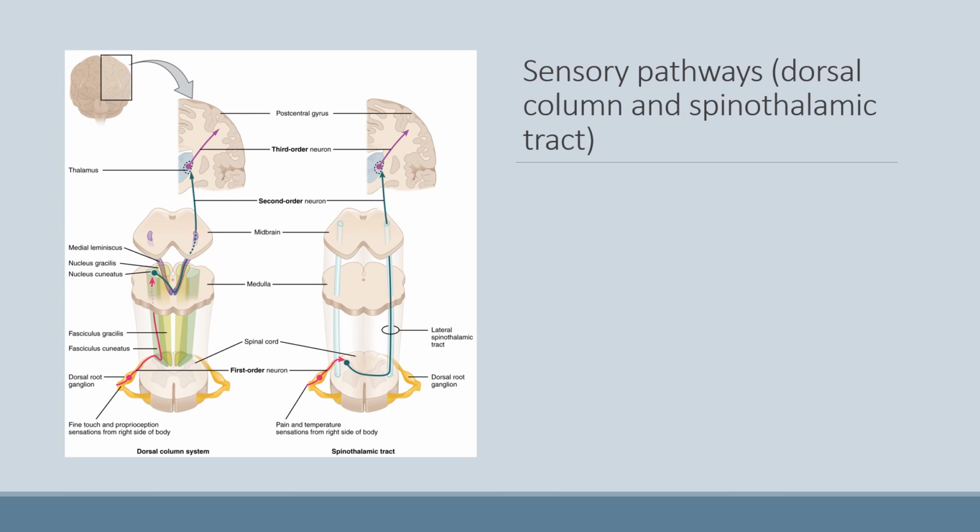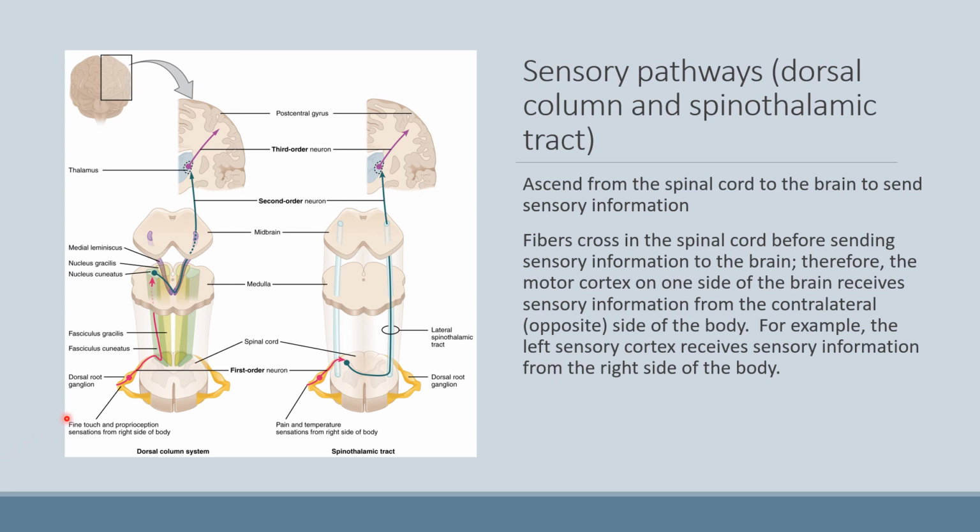Your sensory pathways, which are the dorsal column and spinal thalamic tract, relay sensory signals from the spinal cord up to the brain. And the fibers cross in the spinal cord before sending sensory information to the brain. Therefore, the sensory cortex on one side of the brain receives sensory information from the contralateral/opposite side of the body. So for example, the left sensory cortex receives sensory information from the right side of the body.